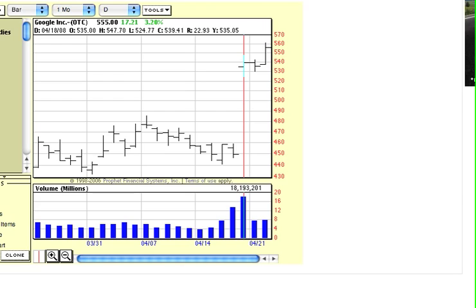This is how I take a look at stocks, and this is using Profit.net.